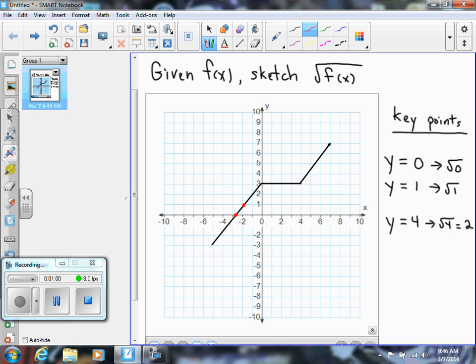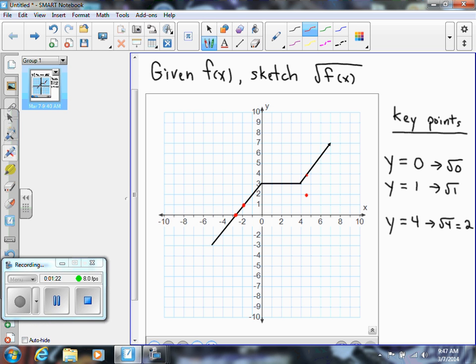The third point that I like to establish on my new graph is where y has a value of 4 on the original, because the square root of 4 is 2. So I'm going to take this point at 4 and drop it down to 2.